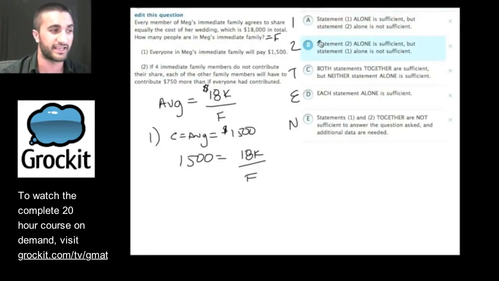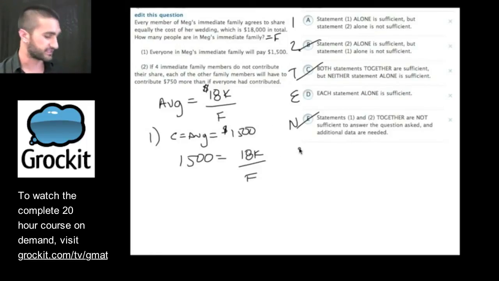And which answer choices can I get rid of? I can get rid of 2, I can get rid of t, and I can get rid of n. Down to a 50-50 answer choice. Not too bad. So let's test out 2.